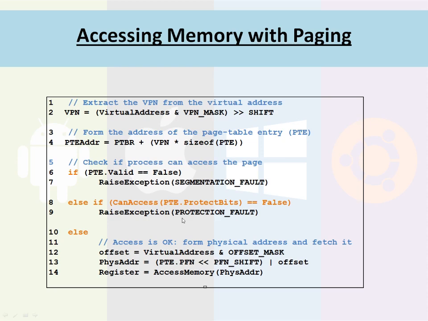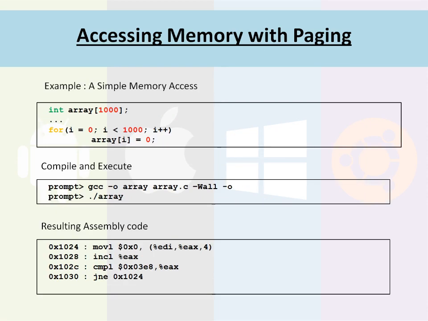Let's go through another example of accessing memory with paging. Here we have a simple memory access example in terms of an array that we want to access each element of. We define an array of size 1000 and we loop through it, setting each value to equal 0. You can make this code yourself and execute it. And if you're interested, the assembly code would look something like this.